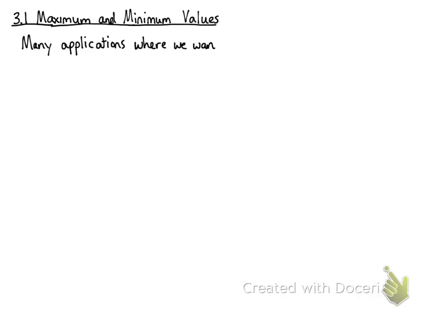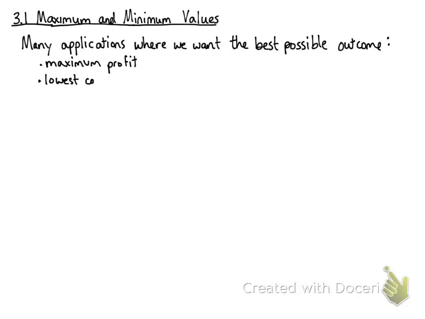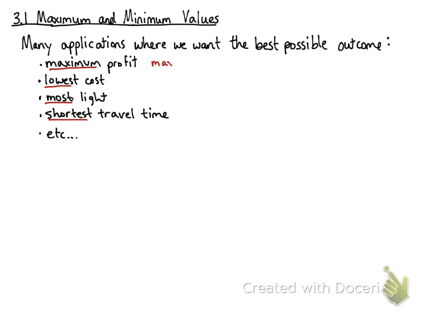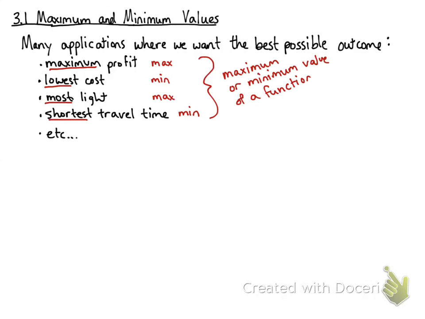So lots of times when you want to do something the best way, what you really have is some sort of function, like a function for profit or cost or the light output by a light fixture or something, and you want that function to either be the biggest it can be or the smallest it can be. So maxes or mins. So often we want to maximize or minimize the value of a function.